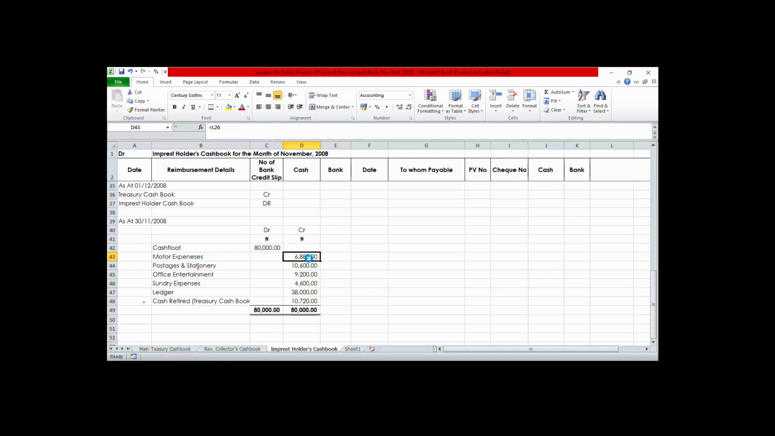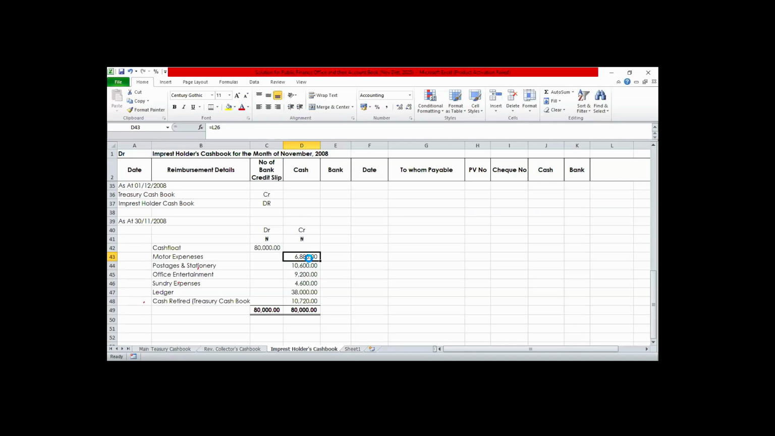Postages and stamps has been credited here in the petty cash. When you get to the postages and stationery account, that amount will be debited there, which is using what we call double entry principles. This is what you do at the end of the month, while the first one is what we're meant to do at the beginning of the month.